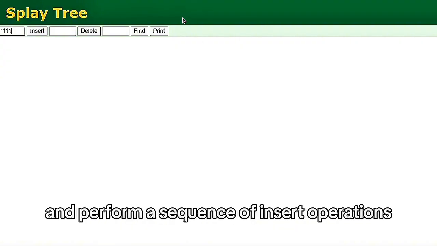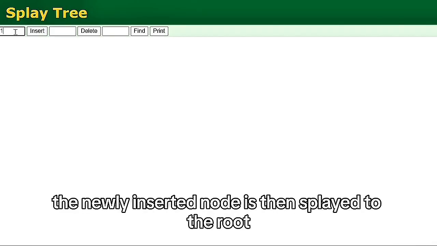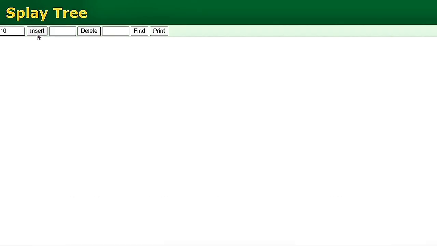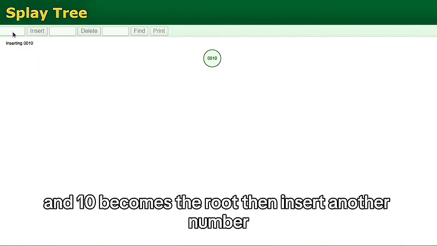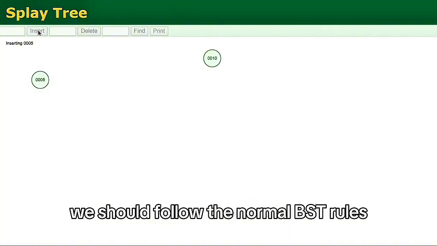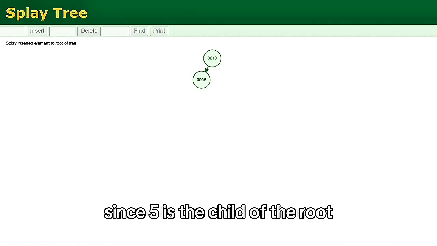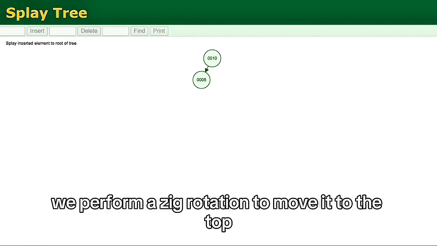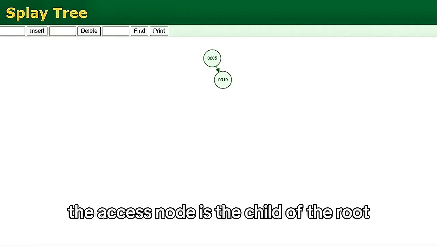We begin with an empty tree and perform a sequence of insert operations. Each time you insert a value using normal BST rules, the newly inserted node is then splayed to the root. So we insert the number 10 into the empty tree and 10 becomes the root. Then we insert another number, 5. In inserting, we should follow the normal BST rules, as well as when deleting and searching. Since 5 is the child of the root, we perform a zig rotation to move it to the top. So that is the example of zig rotation. The accessed node is the child of the root.